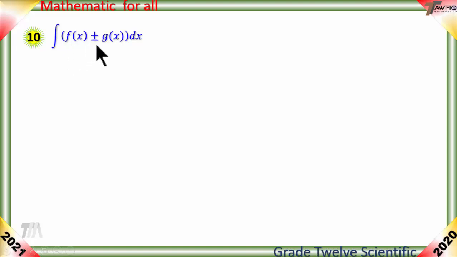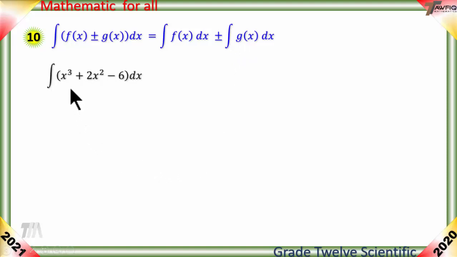Integral of f of x plus or minus g of x dx. We can take this integral by taking the integral of each function alone. First of all, we must find the integral of f of x, and if it was plus, write plus, if it was minus, write minus, then take the integral of g of x. For example, we have here 3 functions. So first of all, we must take the integral of x cubed, which becomes x to the power 4 over 4, and after that write plus and take the integral of 2x squared, which is 2x cubed over 3, and after that take the integral of minus 6, which is minus 6x, and add plus c.